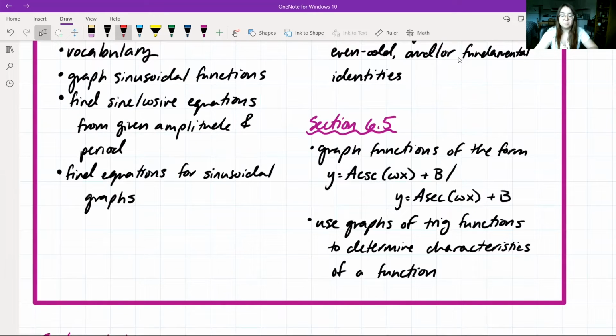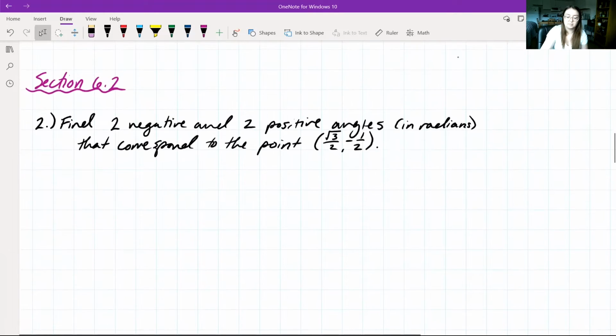Then section 6.5, graph functions of the form y equals a cosecant of omega x plus b, or y equals a secant of omega x plus b. Then use graphs of trig functions to determine characteristics of a function. So these are all the things that are going to be really helpful to go over on your own. Just review them from our lecture notes and lecture videos. Please go over the different problems and examples that we did in each one of our lecture videos. And then this review, and you should be set for the first exam.